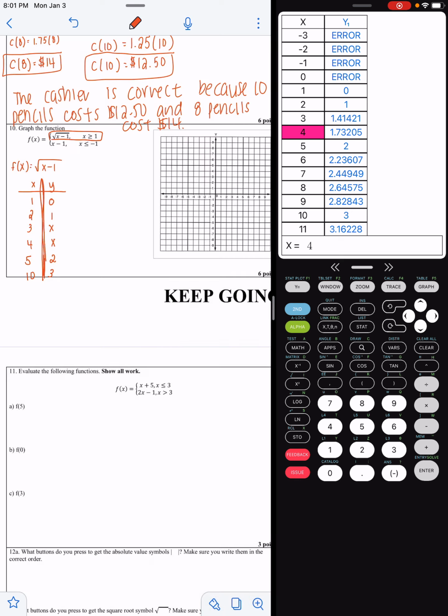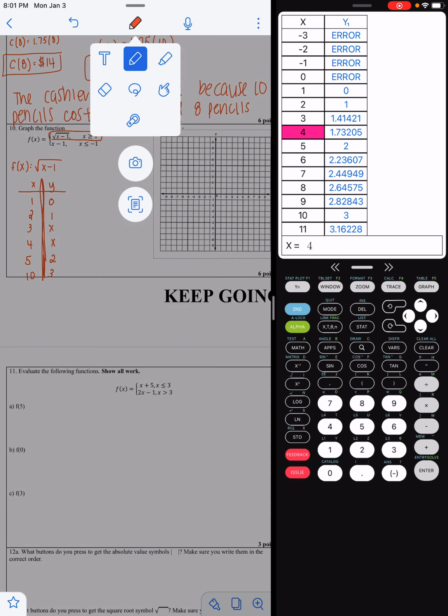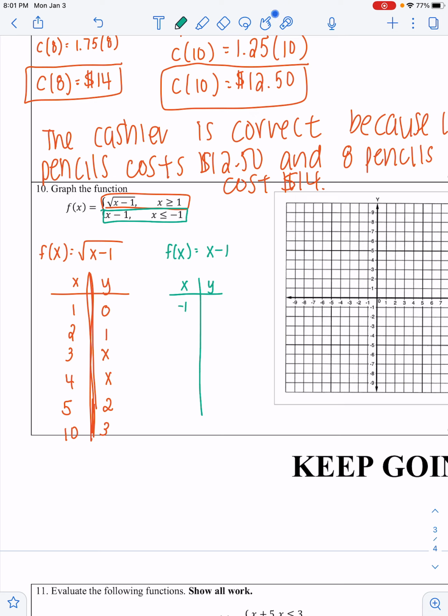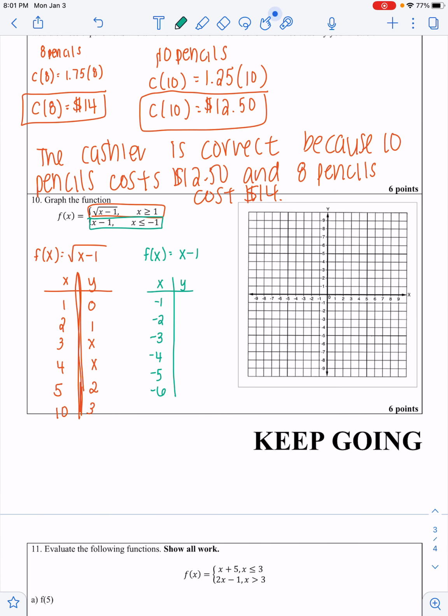Let's do the second function. I want to change the color. It's not letting me. Okay. The second function now is f of x equals x minus 1. And these are for values where x is less than or equal to negative 1. Okay, so I have negative 1. I want values that are less than that. So negative 2, negative 3, negative 4, negative 5, negative 6. If I go ahead and plug this into my calculator, I will get values. Negative 2, negative 3, negative 4, negative 5, negative 6, negative 7.